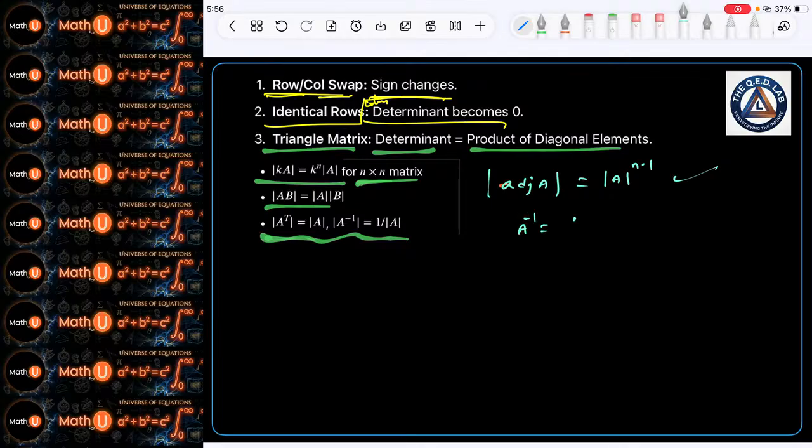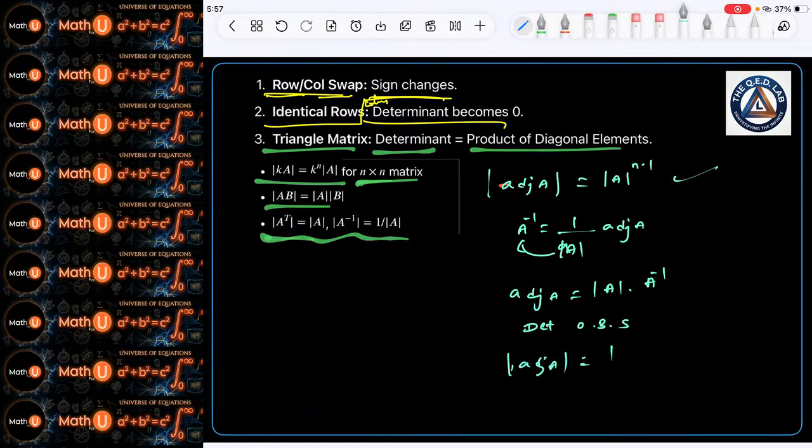You know that A inverse is equal to 1 by determinant of A into adjoint of A. If you cross multiply this, we get adjoint of A is equal to determinant of A into A inverse. If you take determinant on both sides, we get det of adjoint of A is equal to det of determinant of A into A inverse. By the property determinant of AB is equal to determinant of A into determinant of B, we take it like this: determinant of A, into determinant of A inverse.